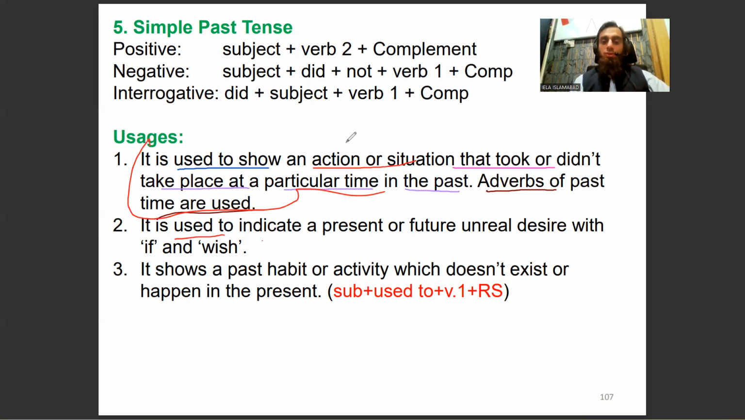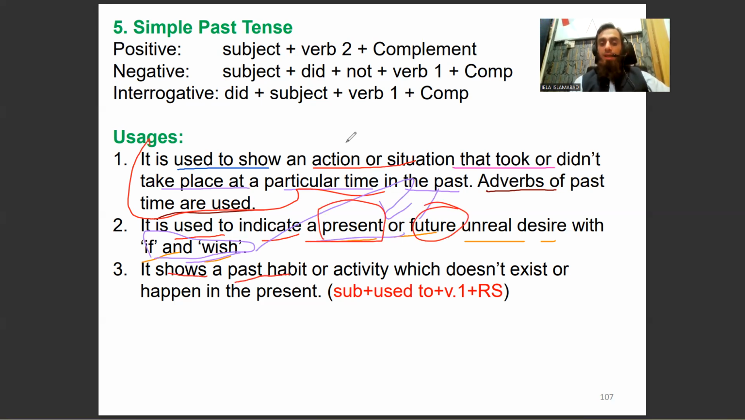Now, it is also used to indicate a present time or future, with desire, with if and wish. If we use that, that is also the conditional use of it. If we use if and wish, it can also represent the present or future. So it means it can be used for present time and future as well.